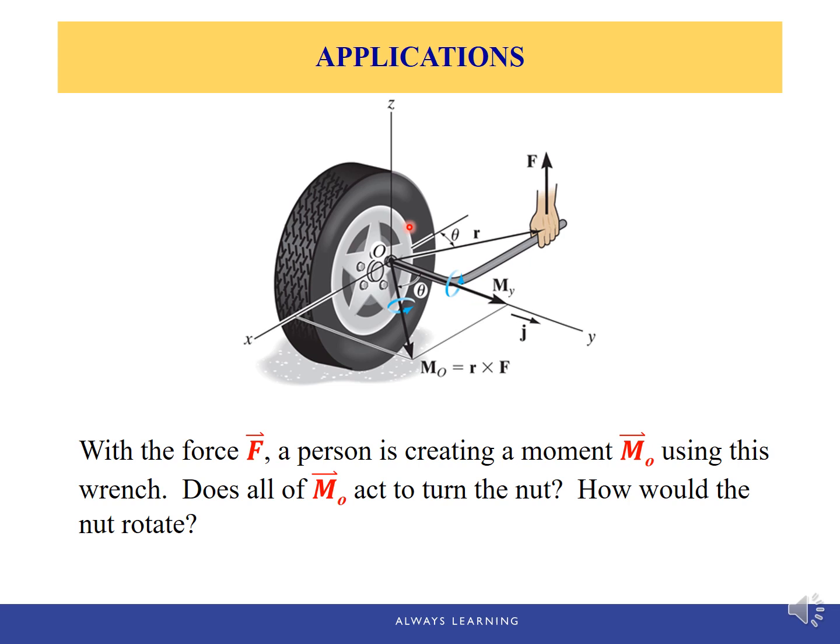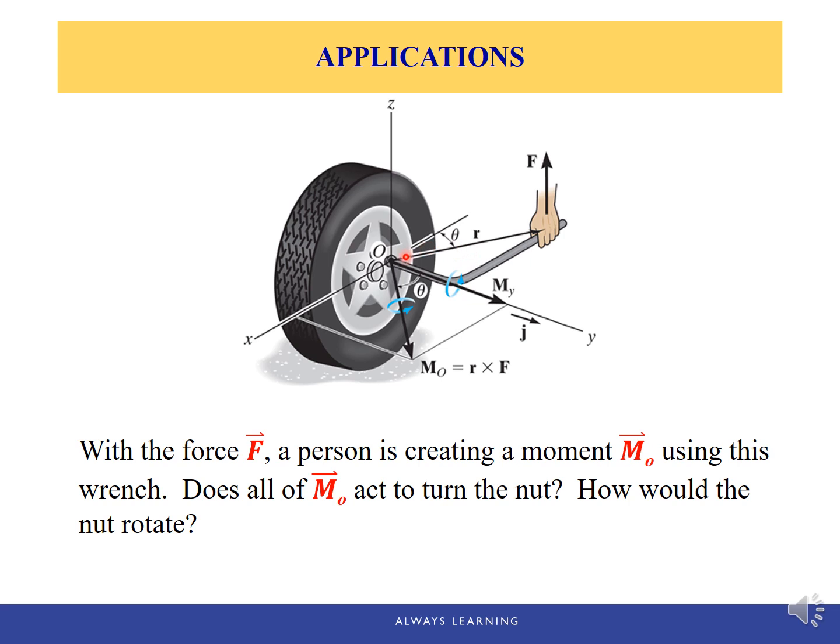Say we try to loosen the nut on the tire. This nut is located at this point O on the tire, and we're going to loosen it with a wrench. The force applied on the wrench is pointing in the z direction. Based on the definition of moment, the moment equals r cross F, where r is a position vector from the point O to any point on the line of action of this force F. So this is the position vector r.